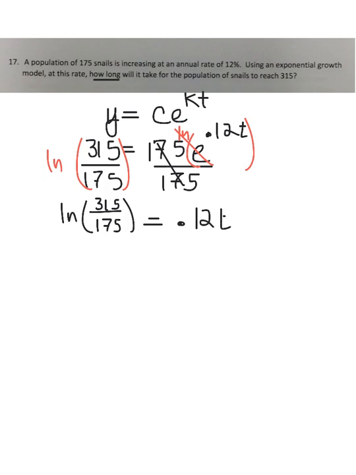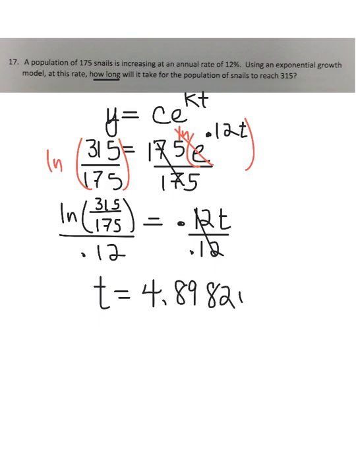And, well, then from there, we're just going to divide out that 0.12 and just throw this in your calculator. Don't forget to use alpha y equals, and you will get 4.8982, and the time unit is years.